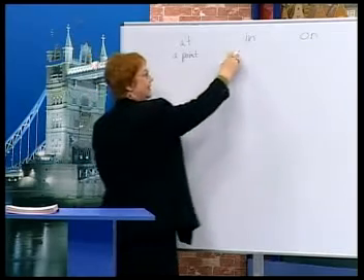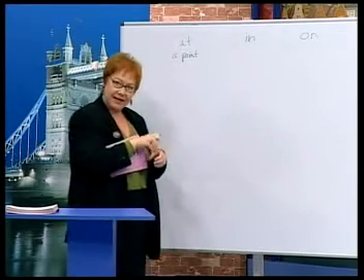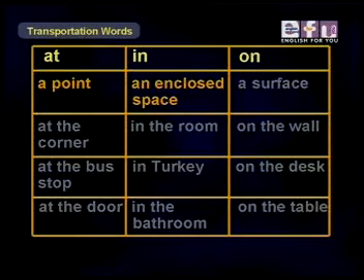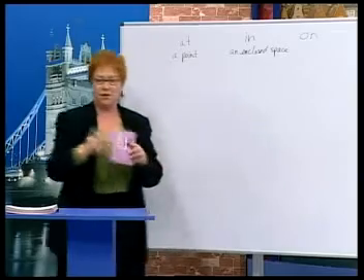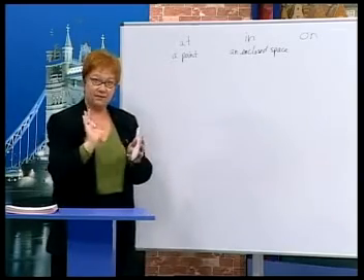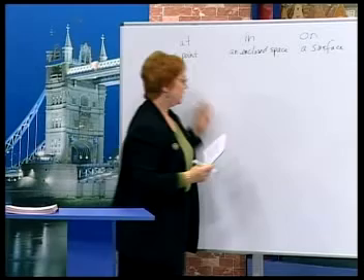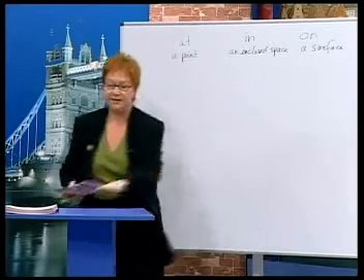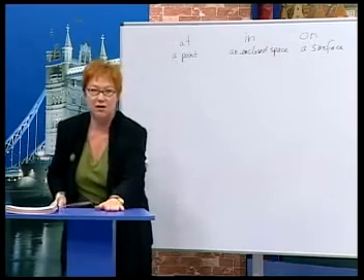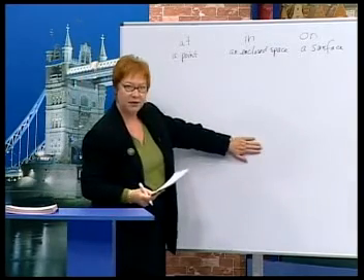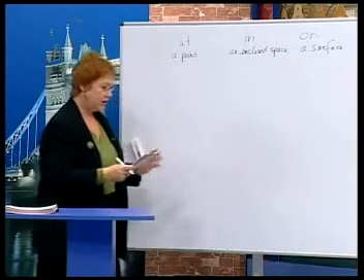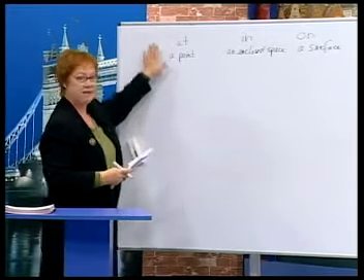We use in a place, in an enclosed space. So in a space, for example, a room, and on a surface. This is a surface, and this is a surface, okay? On, all right? So we can look at some examples of these.